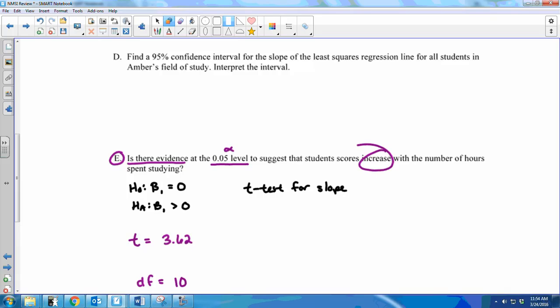For argument's sake, just because I can, let's say they didn't give you the p-value in the table. They gave you t, though, and you have the degrees of freedom. You should be able to then find the p-value. How can I find the p-value if I have t and I have the degrees of freedom? T CDF. Right, we go from 3.62 to infinity because we're looking for an increase. We type in, we could do that. Most of the time they're just going to give it all to you, but just for argument's sake, you could do that.